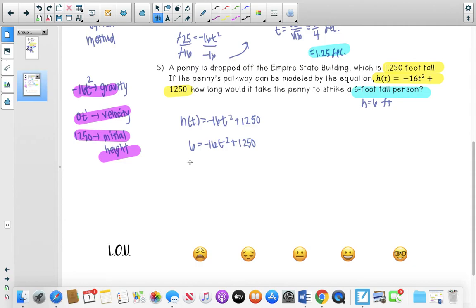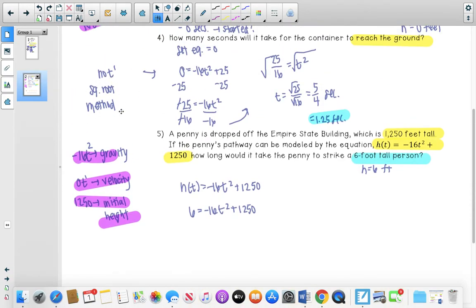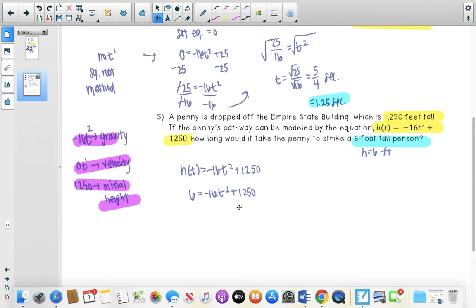To solve this, we need to subtract the 6 over, technically. But there's no t to the first power, so you're going to use the square root method. So I can actually just subtract the 1,250 over. So 6 minus 1,250 is negative 1,244, equals negative 16t squared. You're going to divide by that negative 16, and we're going to see if it comes out nice. It does not.